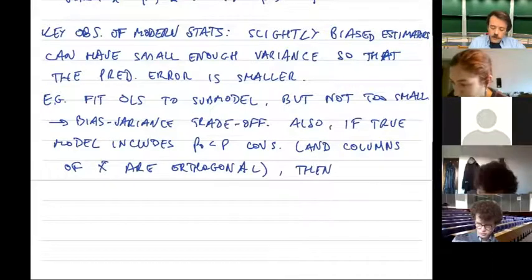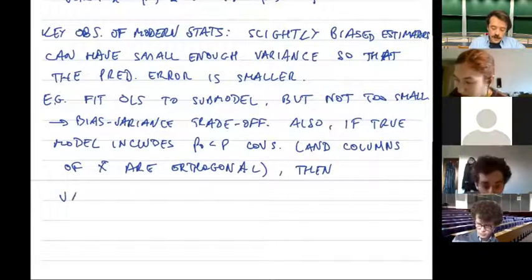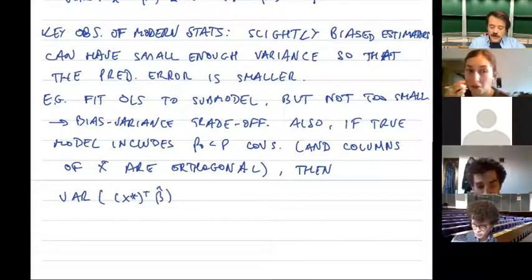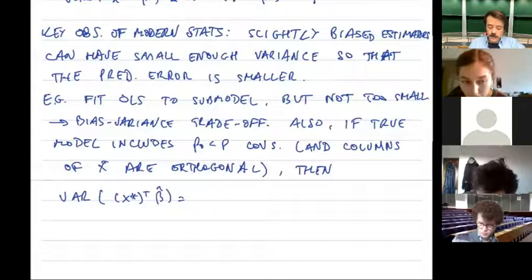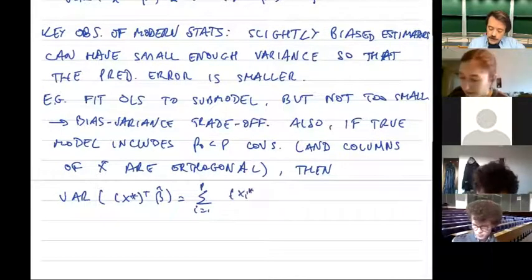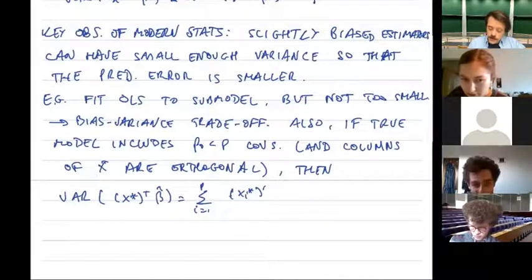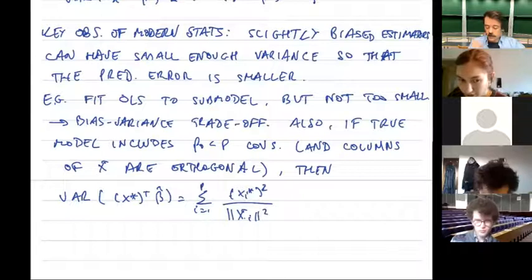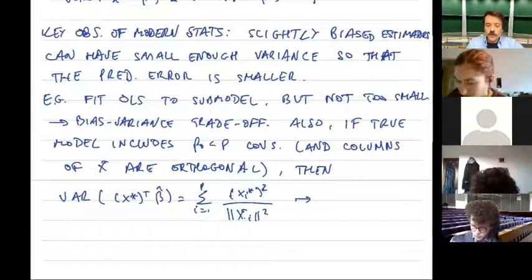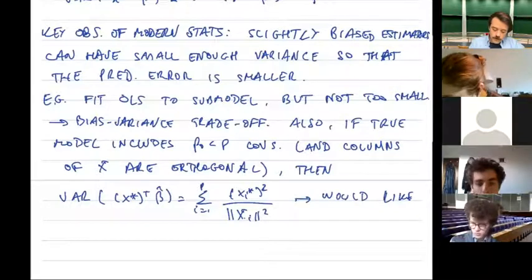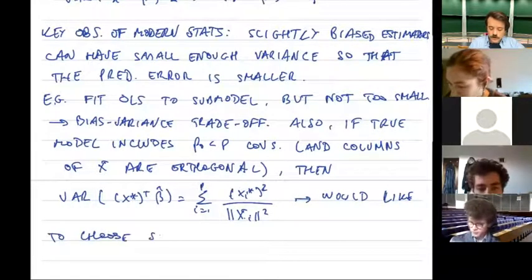then one can compute this, and this was computed in Statistical Modelling, at least last year. One has that the variance of this guy, with all of the p covariates, is going to be given by the sum over all of the covariates of the entries of x star squared over the norm of the ith column of X. And so, of course, this is a sum of non-negative terms. So, in this case too, we would like to choose a submodel.